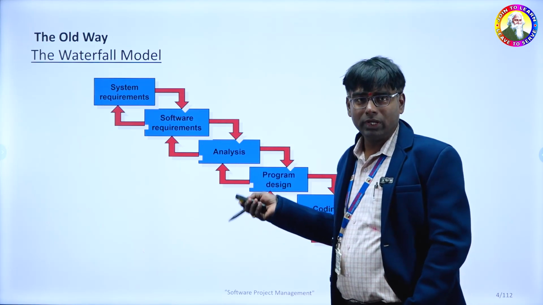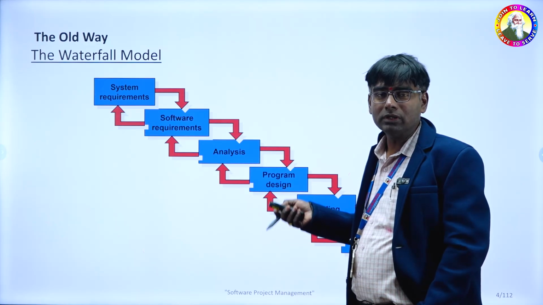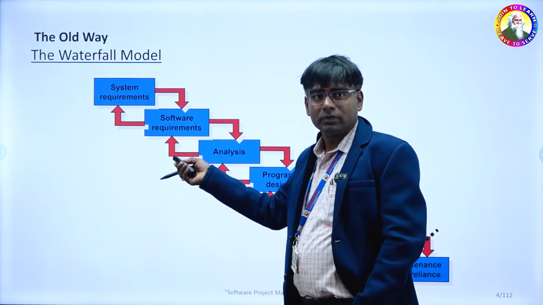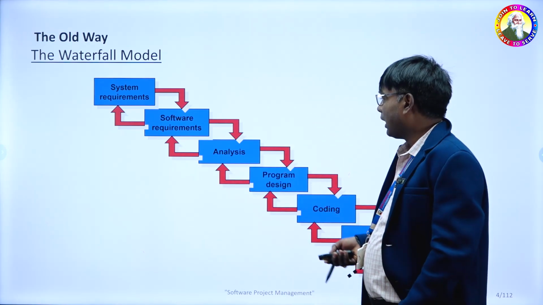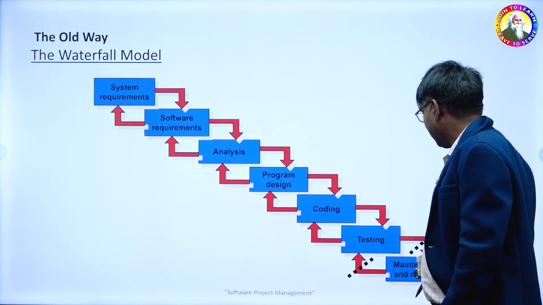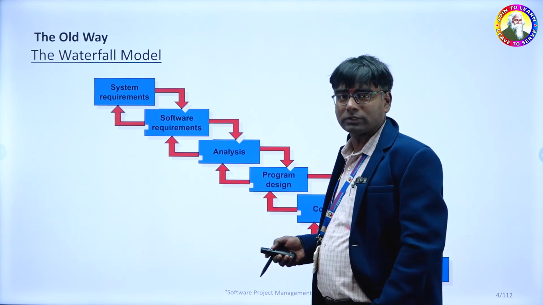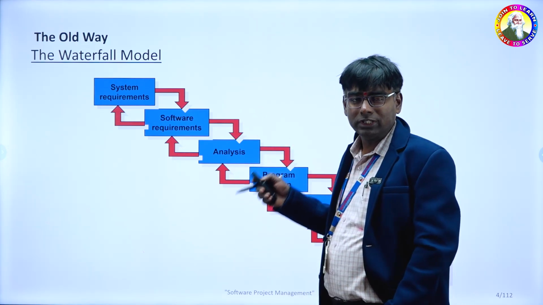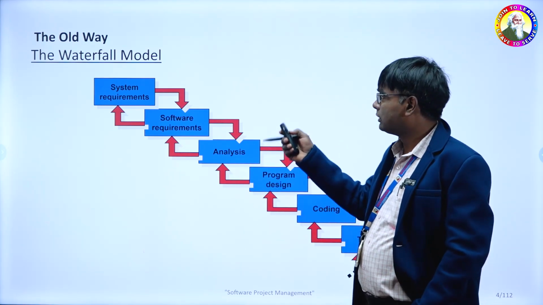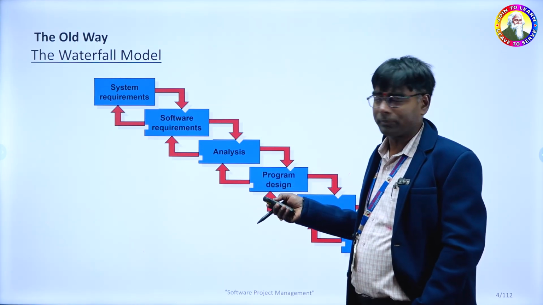So the waterfall model, the very old model, is a process model which will tell you how to proceed with software development. Initially we go with the system requirements, followed by software requirements, analysis, program design, coding, testing, and finally maintenance and reliance. This is what happens in the software development process. So this is a process model. What is a process model? A process model will tell you how to develop software. This diagram is called the waterfall model, the very first process model for developing software.